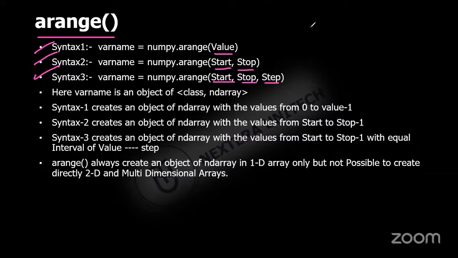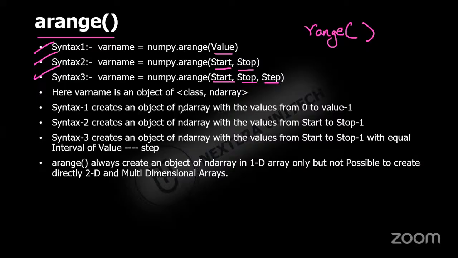Hold on. I think these are again similar to range syntaxes. Even if you remember the range data type, we discussed three different syntaxes: range of value, range of start comma stop, range of start comma stop comma step. In the same way, we have three syntaxes for arange. Let us understand what syntax one says.